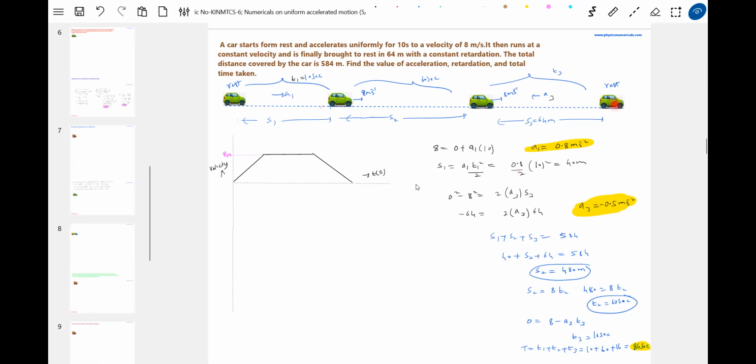Then I'll apply again V square minus U square equal to 2AS formula. Final velocity is 0, initial velocity is 8. 0 square minus 8 square equal to 2 retardation A3 into the distance covered. This is given, 64 meters. Solving this, I'll get this retardation. Then we know total distance covered, 584. I know S3, I know S1, I'll get S2. From S2, and the car will move with uniform speed till here. The speed of the car remains constant. So therefore, I'll get this time. Then I'll calculate T3. Then the total time I'll get. So this is a VT graph we have. How to plot ST graph?